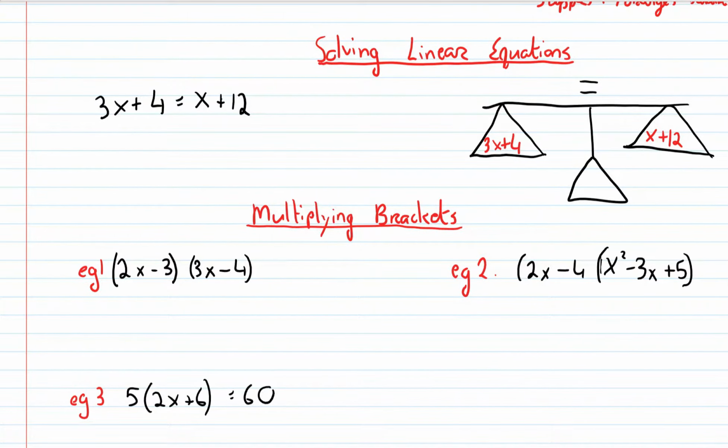Solving linear equations. Well, we will start by looking over here. We have a scales, and the scales is balanced because up here we have an equal sign in the middle. On one side of the scales we have 3x plus 4, and on the other side we have x plus 12.